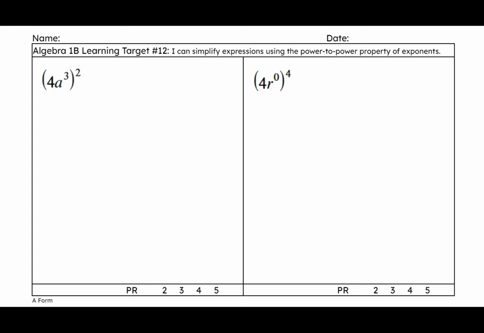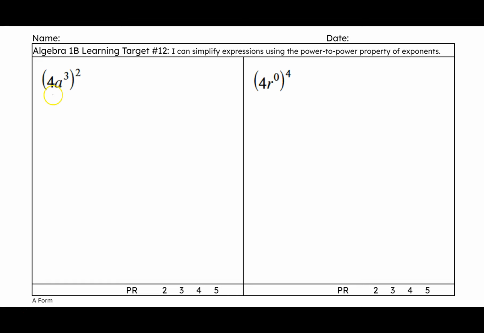This is summer school, high school credit recovery, Algebra 1B, and learning target number 12. I can simplify expressions using the power-to-power property of exponents. So this is somewhat related to learning target number 11, just multiplying variables that have different exponents and realizing, oh, we just need to add the exponents together. But now we've got powers to powers. And again, I'm going to go with when in doubt, expand it out.